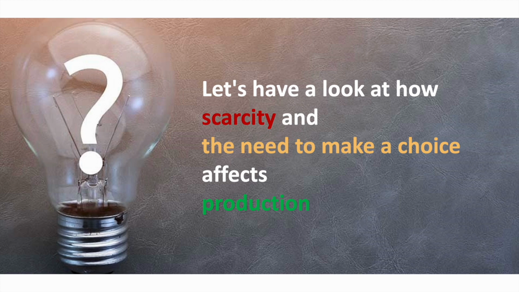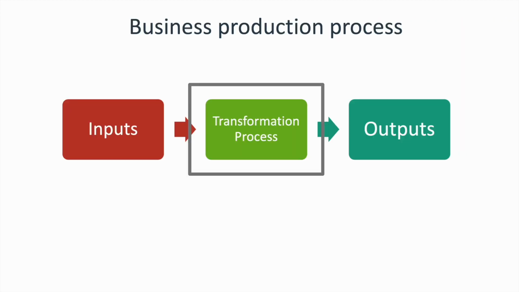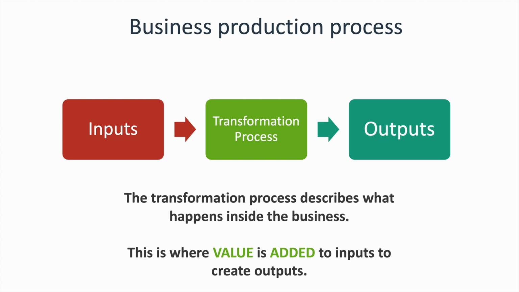Now let's have a look at how scarcity and the need to make a choice affects production. We did look at the outputs and we also looked at the inputs. And now we're going to have a look at the transformation process. The transformation process describes what happens inside the business, and it tells us where value is added to inputs to create outputs. And in general, the processes that happen inside our business are split into 4 different functions, as we will see later.